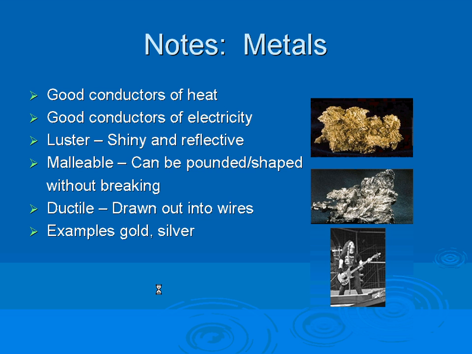Some examples of metals: everybody loves gold and silver. They're two very common metals. Other things like iron, aluminum, and copper are other very common metals. And so we use these things for a lot of good stuff.